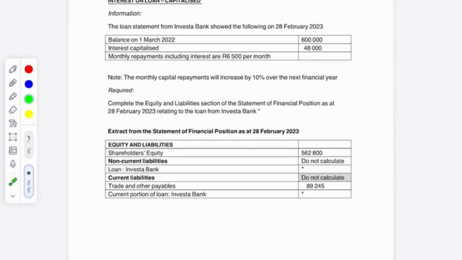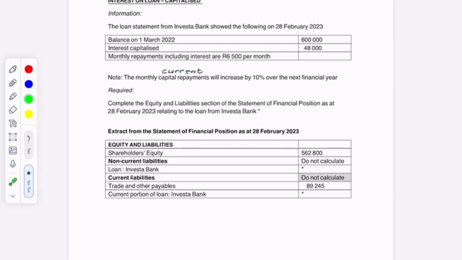I want you to remember that when interest is capitalized, your monthly repayments will always include your interest. Then it says to us, note, the monthly capital repayments will increase by 10% over the next financial year. So what we are looking at there is obviously the current portion of the loan that's going to be paid.